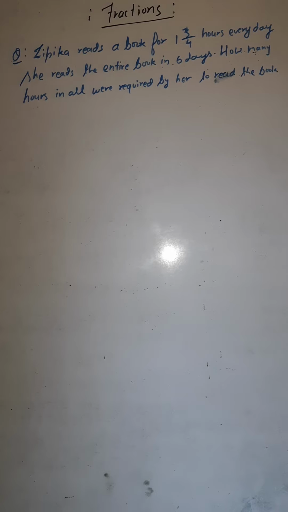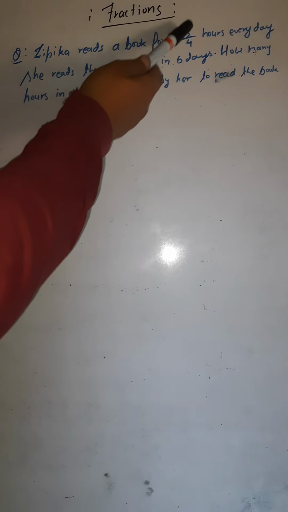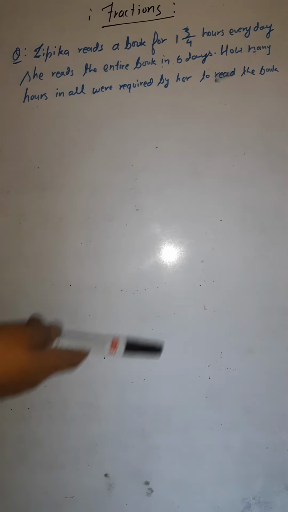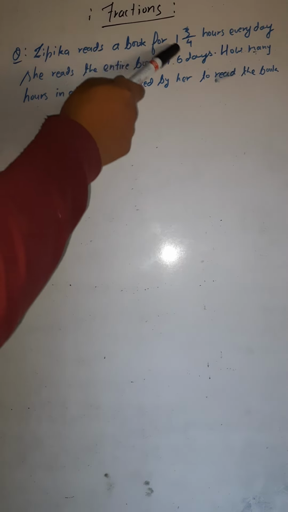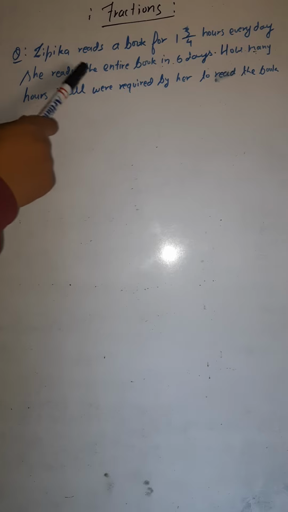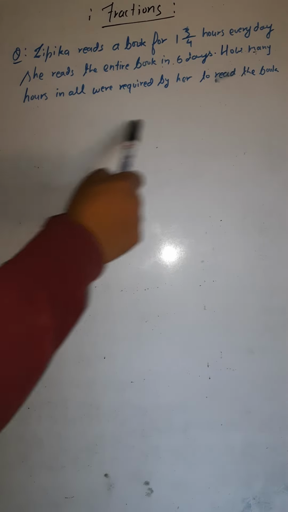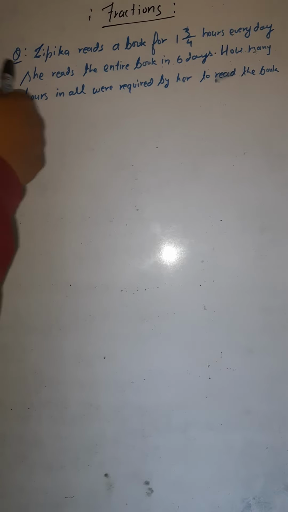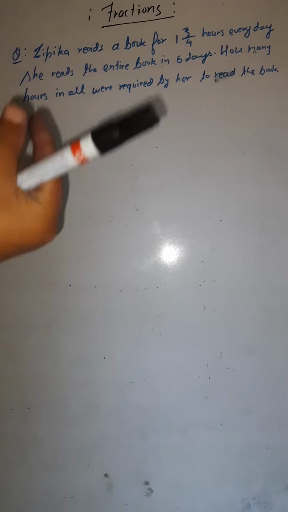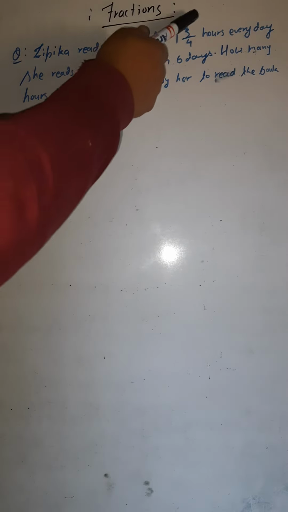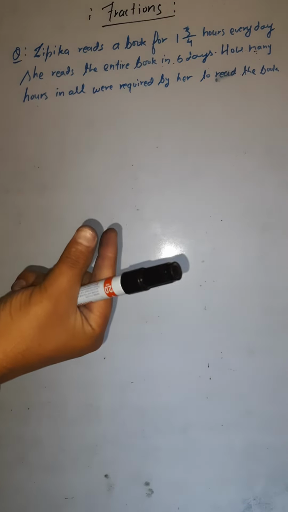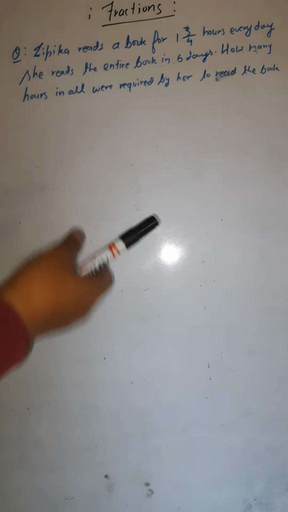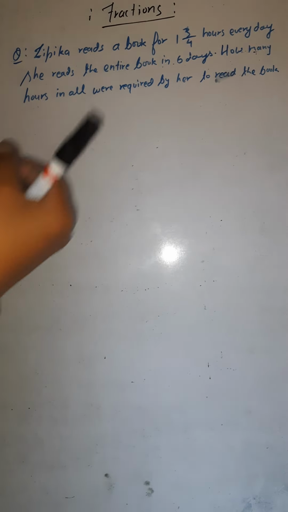Question number next is, Lipika reads a book for 1 whole 3/4 hours every day. So this is the time which she is giving to read a book every day. Means every day she is reading this much hour. She reads the entire book in 6 days. So she is taking 6 days to complete the book. Let's say you are given something to read and you are reading every day 1 whole 3/4 hour. Only this is the time you are giving to read the book. And if you are giving this much time daily, so you would be completing this book in 6 days.